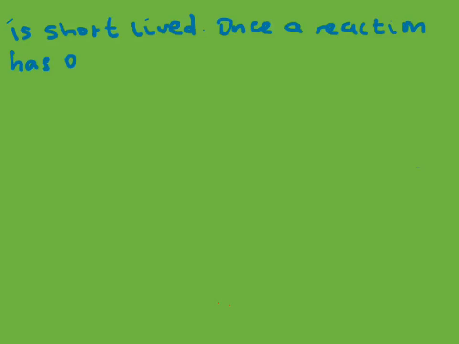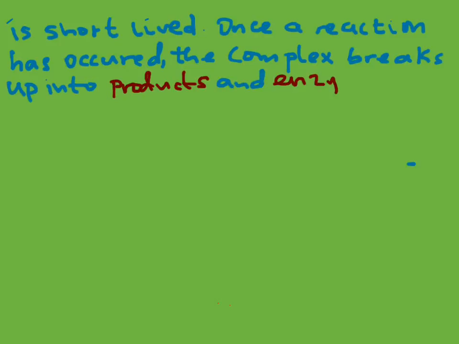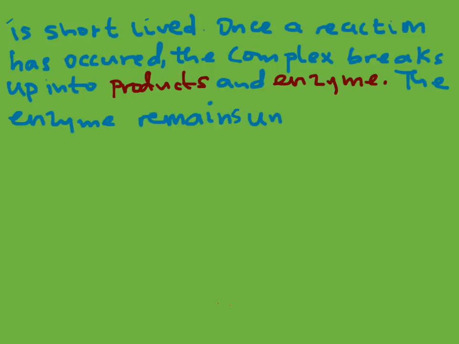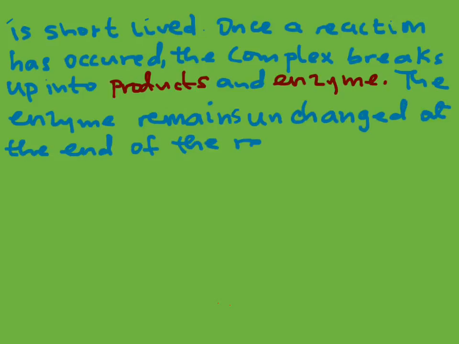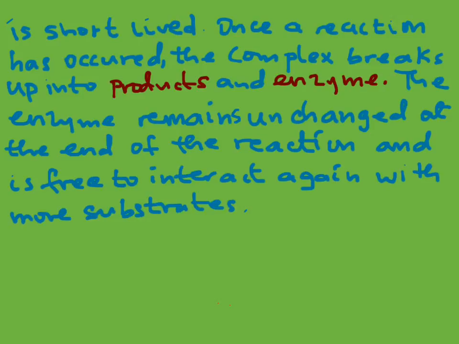Once a reaction has occurred, the complex breaks up into products and enzyme. And at this point, the enzyme remains unchanged at the end of the reaction and is free to interact again with more substrates.